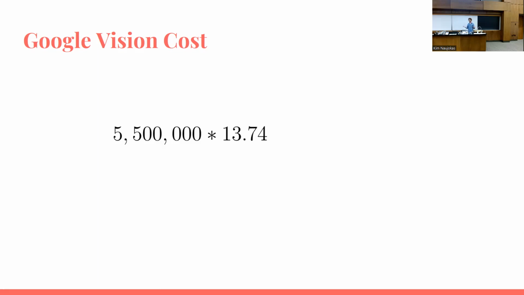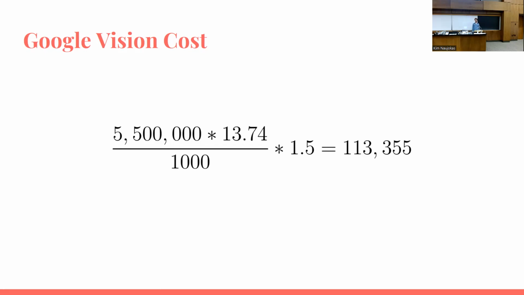We know that for our date range, we have about 5.5 million pages of data. And after I did some math, I found that Layout Parser typically splits their images between 13 and 14 smaller images. And the way that Google charges is that for every 1,000 images you send it, it charges you $1.50. So if we take 5.5 million times 13.74, we divide that by a million and multiply that by 1.5, we get a grand total of $113,000. So yeah, this isn't great. We realized we had to come up with a solution to kind of optimize our costs here.